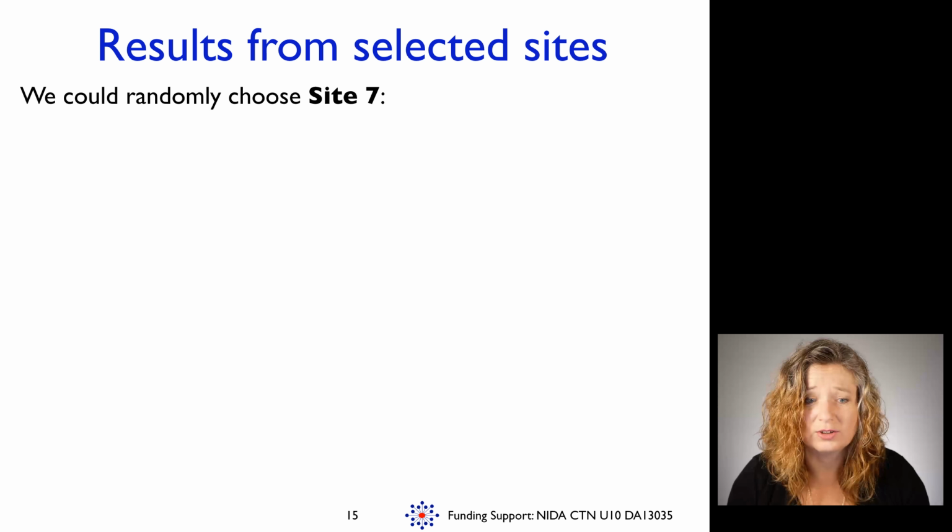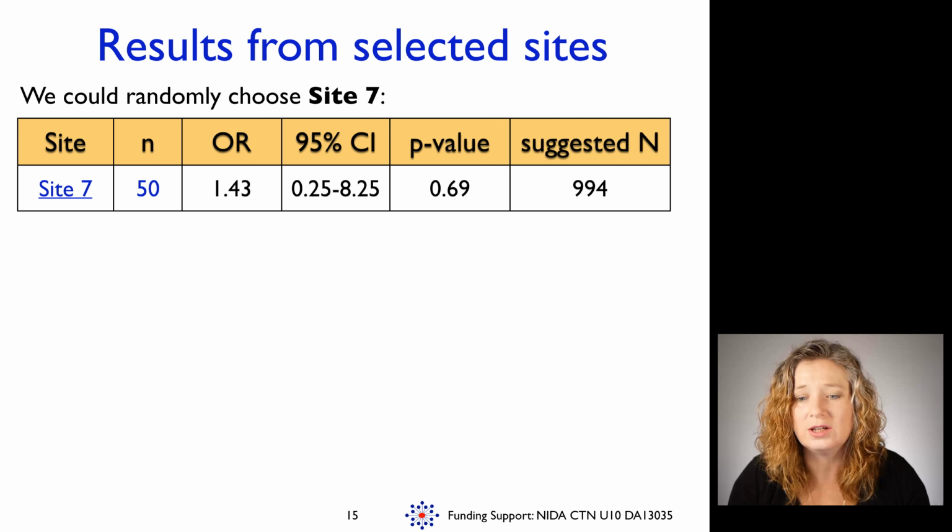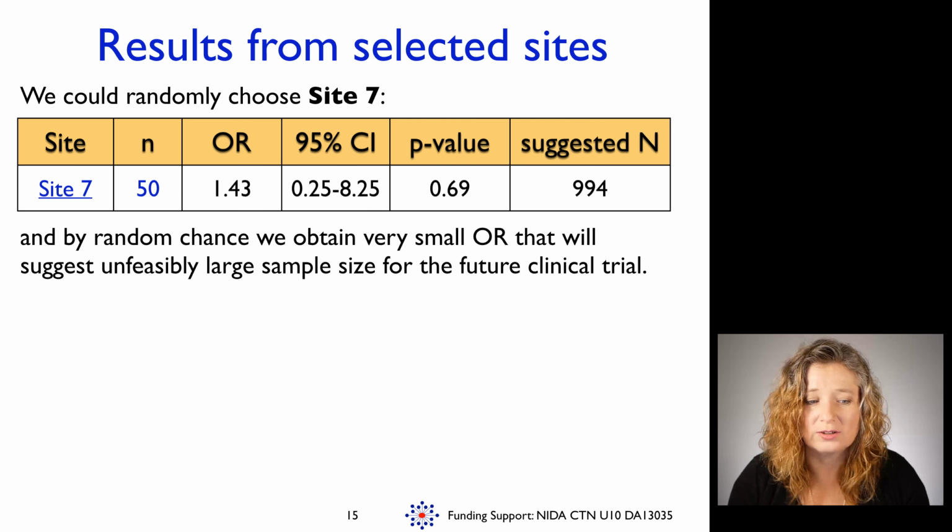So let's look at another site. We chose site number 7 just because 7 is a nice number. And in site number 7, we had 50 subjects. And the odds ratio that we received from subjects from site 7 was 1.43. That is very small. If we use the odds ratio of 1.43 to inform power computation for a large RCT, we would require at least 994 subjects in the large RCT. And that would be unfeasible, and probably we would not perform the large trial.